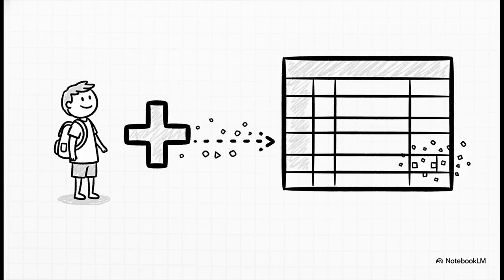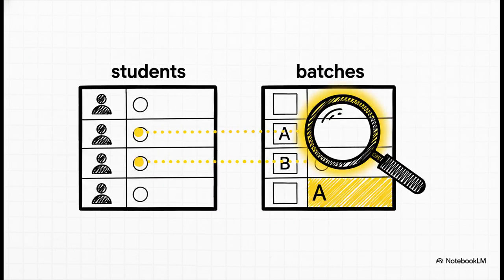First up, C is for create. This one's pretty much exactly what it sounds like. You're making something new. Let's say a new student enrolls in our school, so we create a new entry for them. A brand new row gets added to our student table. Nice and simple.